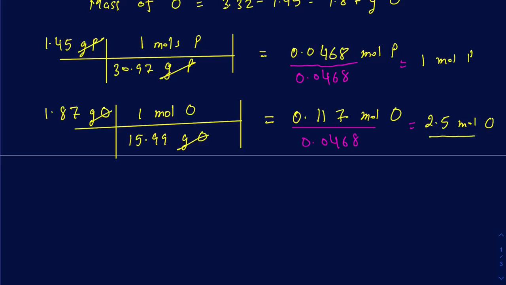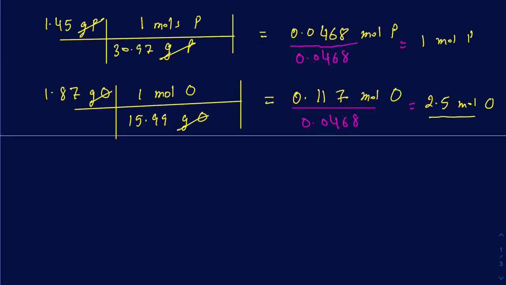If you don't have the whole number, then you want to pick the smallest integer that you can multiply this decimal with so that you get a whole number. So what's the smallest integer you can multiply this 2.5 with to get a whole number? Well, that's just going to be 2. So that's the next step, but you want to make sure you memorize it if you don't get a whole number. So it's 2.5 times 2, so that's going to be 5 moles of oxygen.